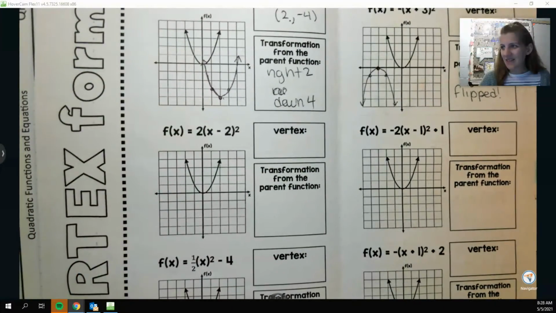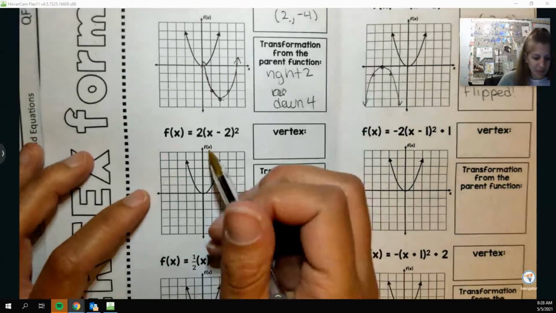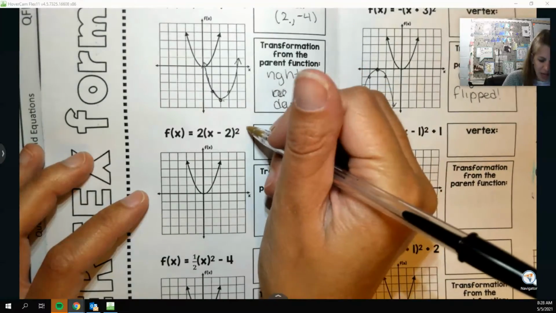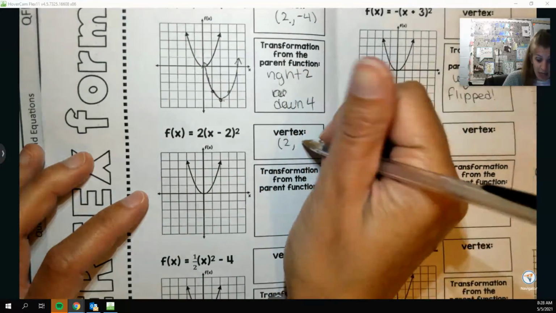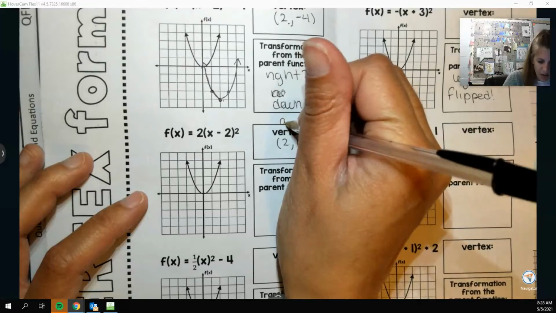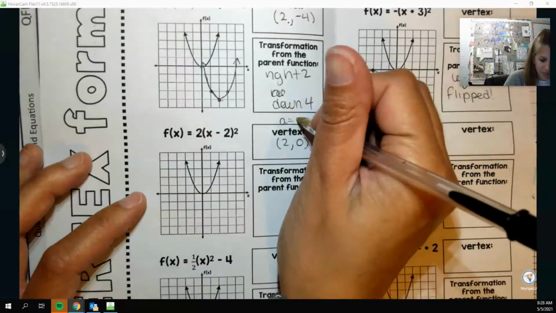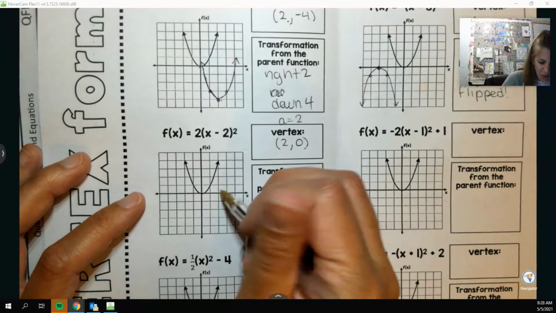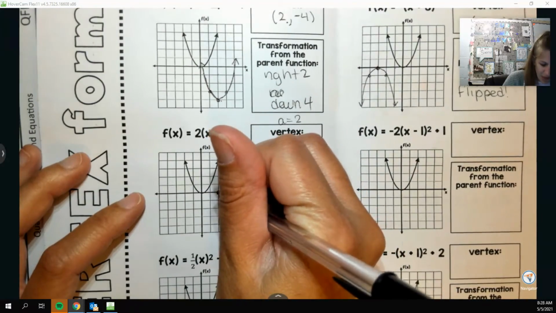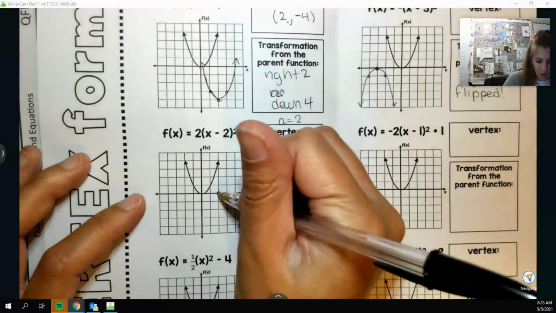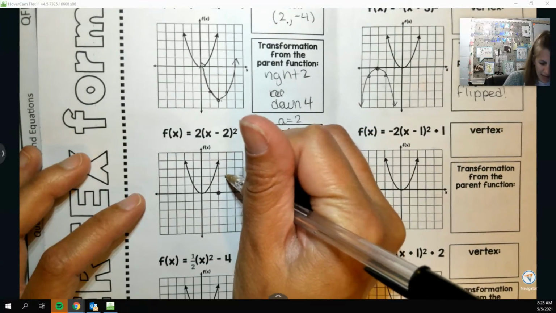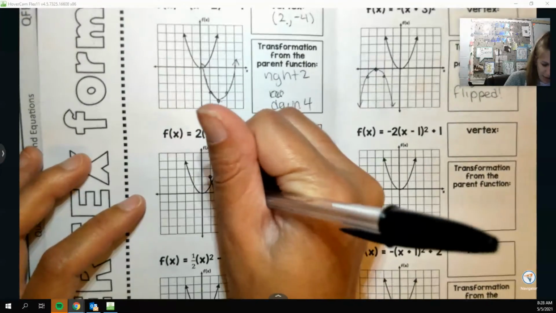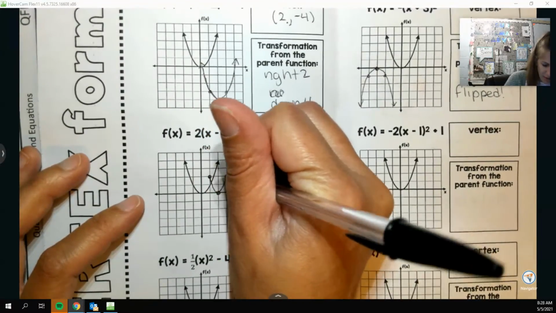Okay, looking at this one here, I can see inside is negative 2, so we're going to make it positive 2. Outside, there's nothing being added or subtracted, so it's 0. My slope is that front number, and it's 2. So I'm going to go plot that vertex at 2, 0. Then I'm going to do my slope of 2, so I'm going to go up 2 over 1, and then flip that over, put it on the other side to make a cute little parabola. Look at that little skinny guy. So skinny.